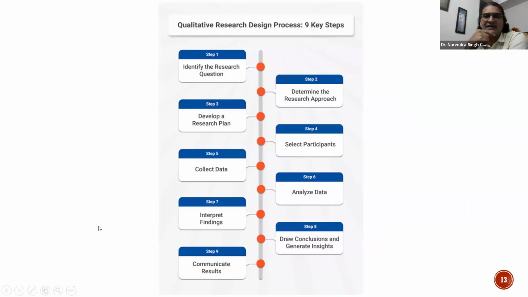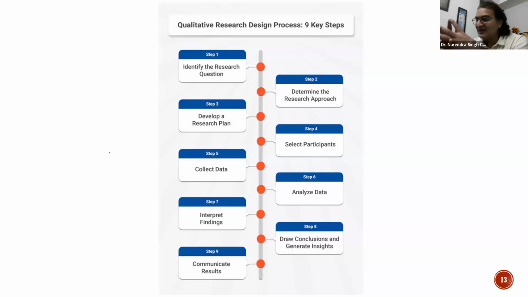So these are the 9 key steps that I have to take. The first thing is I have to identify my research questions. Second, I have to determine my research approach, what kind of research approach I will be using. Third, I have to develop my research plan. I have to understand who will be my participant, who will be the respondent for my research, and how I am going to select them.